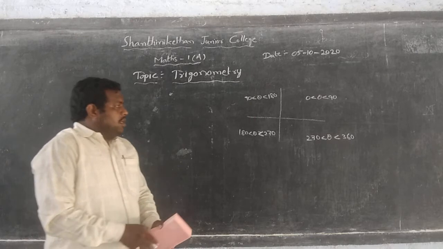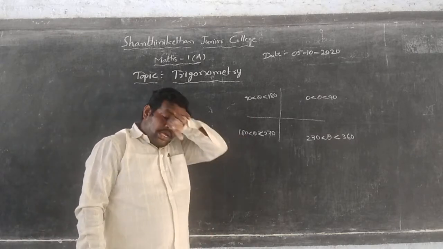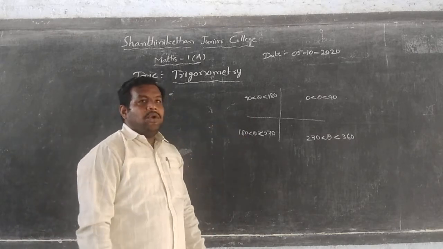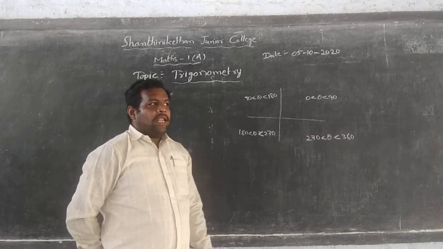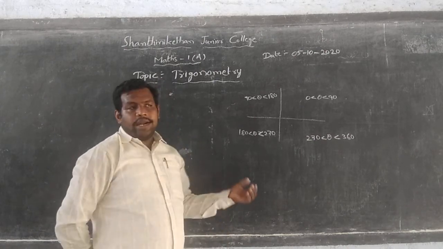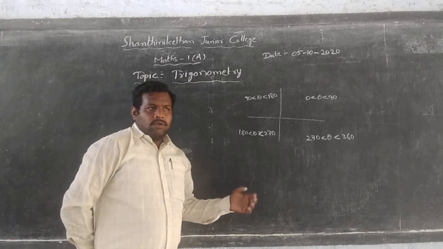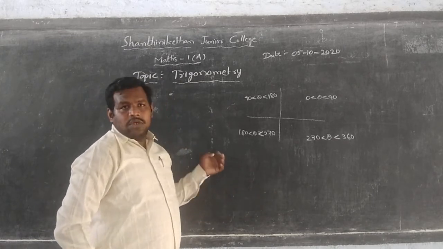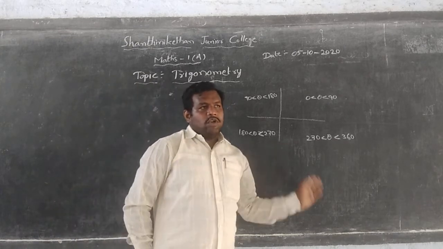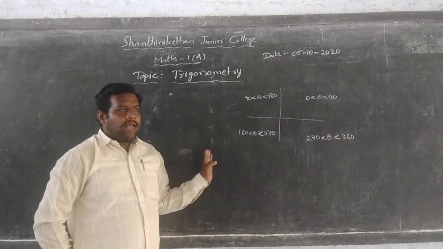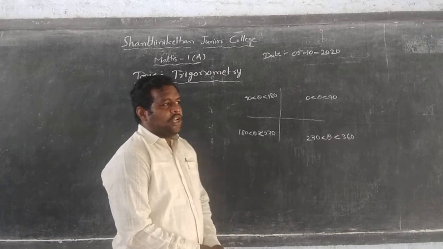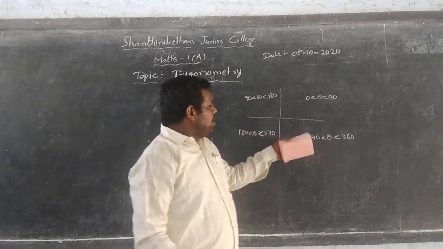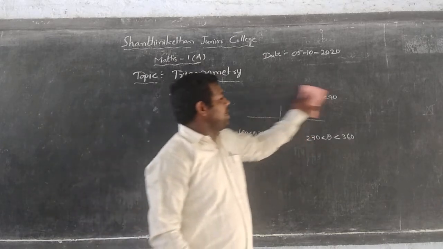By using these changes, we can find unknown values of trigonometric ratios. The only known values are quadrant angle values, 0 to 90, which we already discussed. We can find the unknown values of trigonometric ratios by using changes in trigonometric ratios.